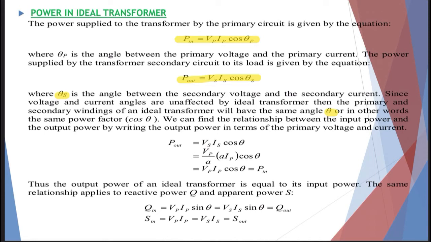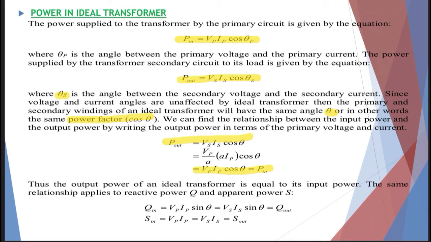In other words, with the same power factor cosine theta, we can find the relationship between the input power and the output power by writing the output power in terms of the primary voltage and current. So P out will be equal to Vp Ip cosine theta, which equals P in. Thus, the output power of an ideal transformer is equal to its input power.